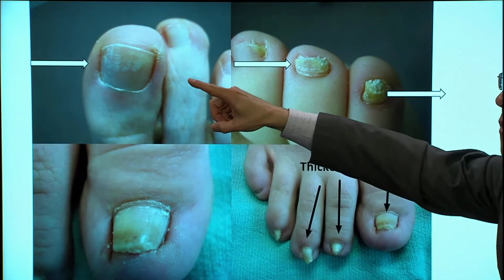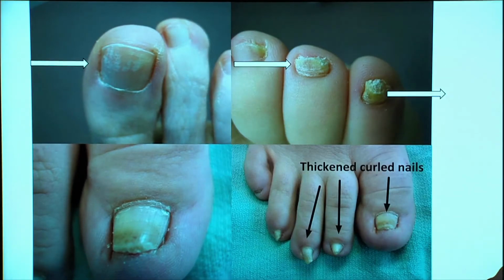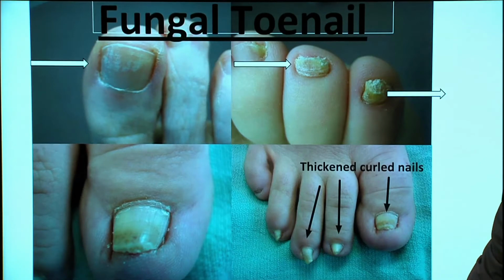Here's one just on the top. There's some white discoloration on that. Any idea what this is? This is a fungal toenail. So let's talk a little bit about nail fungus. In the summertime, everyone's concerned about it. They want to go to the beach. They're not sure how to treat this.